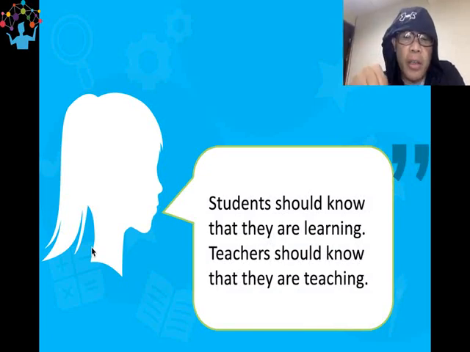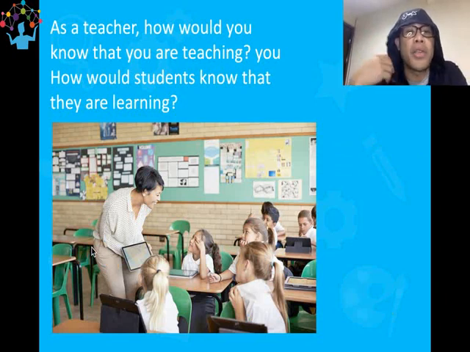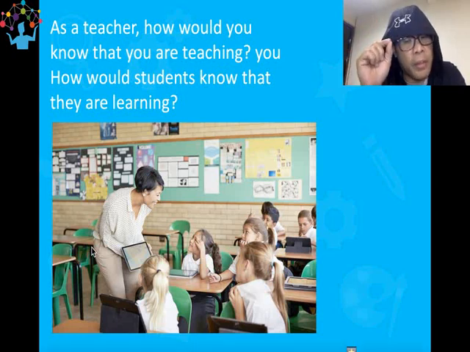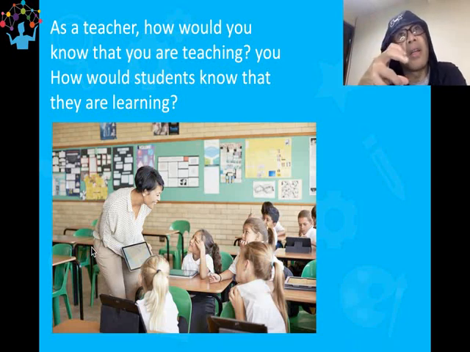Students should know that they are learning, and teachers should know that they are teaching. So as a teacher, how would you know that you are teaching, and how would the students know that they are learning? The answer is very, very simple. Look at the positive behavior of children. If there is a positive behavior, you are doing the right thing in terms of teaching, and they're also doing the right thing in terms of learning, because there is a positive behavioral learning outcome.